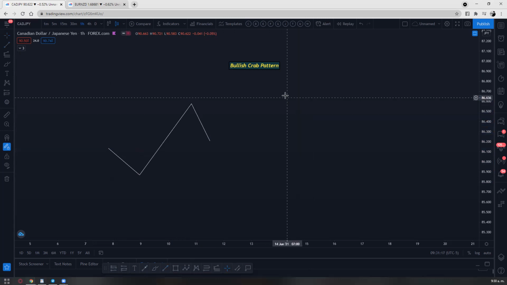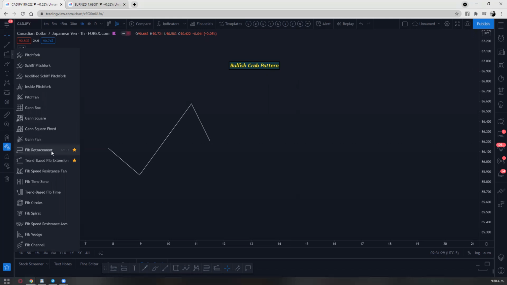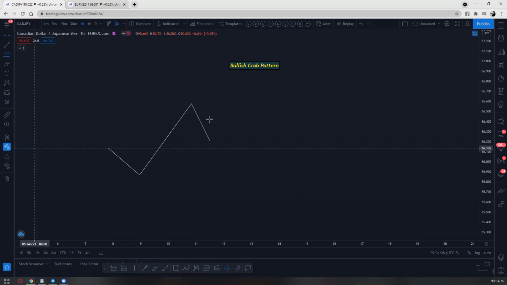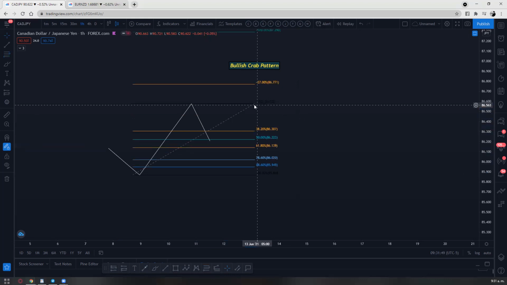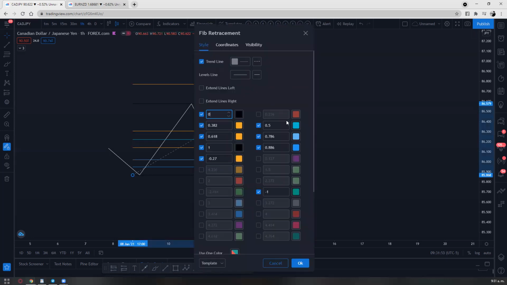One of the rules to follow for the pattern to be a correct pattern: we're going to need a couple of tools right here, the Fibonacci retracement and the trend-based Fibonacci extension. First we're going to use the Fibonacci retracement. We're going to draw from the bottom to the top. Of course, by the way, I'm going to give you my settings for my Fibonacci. These are my settings. You can copy that, just like that.